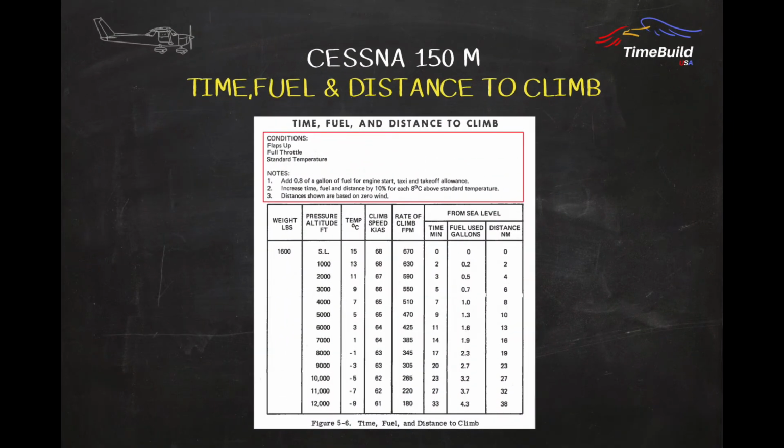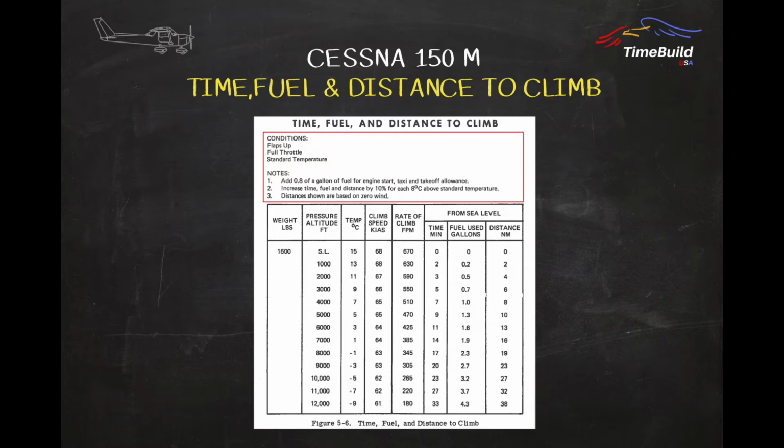With the takeoff distance discussion complete, let's return to our cross-country flight planning and take a brief look at the climb chart for the Cessna 150. As its name implies, this chart provides the time in minutes, fuel in gallons, and distance in nautical miles to climb to a specified altitude from mean sea level.